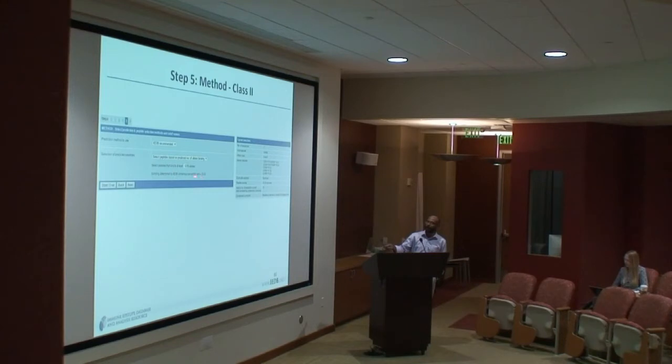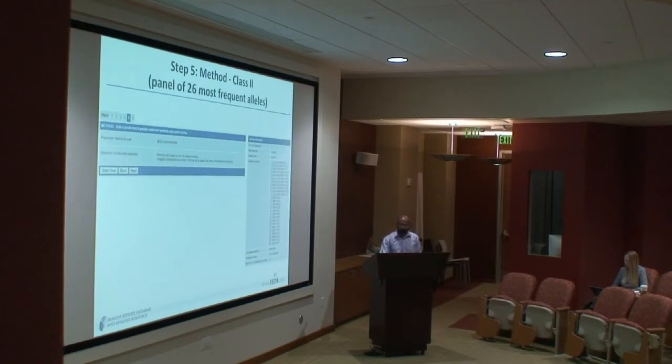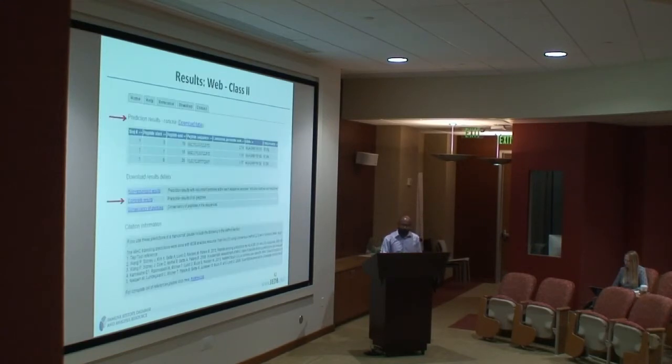And the recommended consensus percentile here was set as 20 for predicting promiscuous binders. So in case of 7 allele method here, the recommended threshold is 20. Again, you can adjust that. You have the option. And you already saw this, like the 26 most frequent alleles.